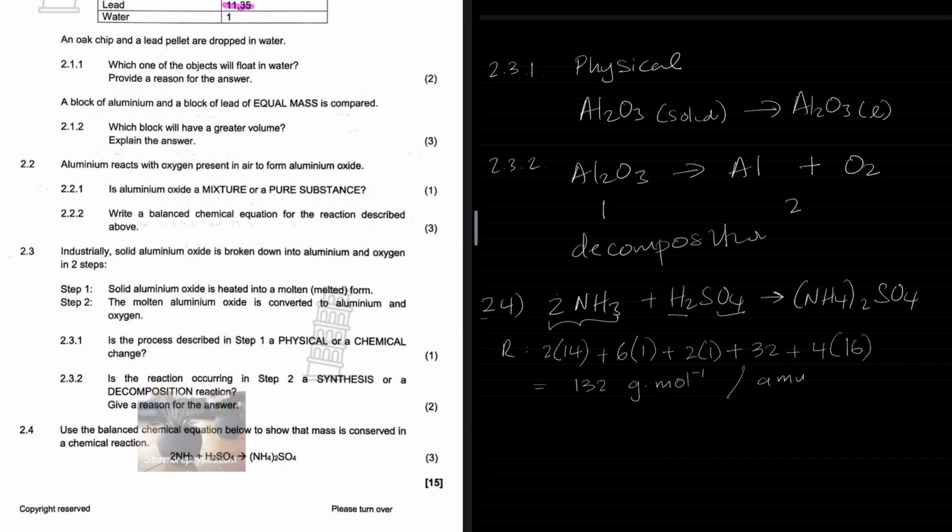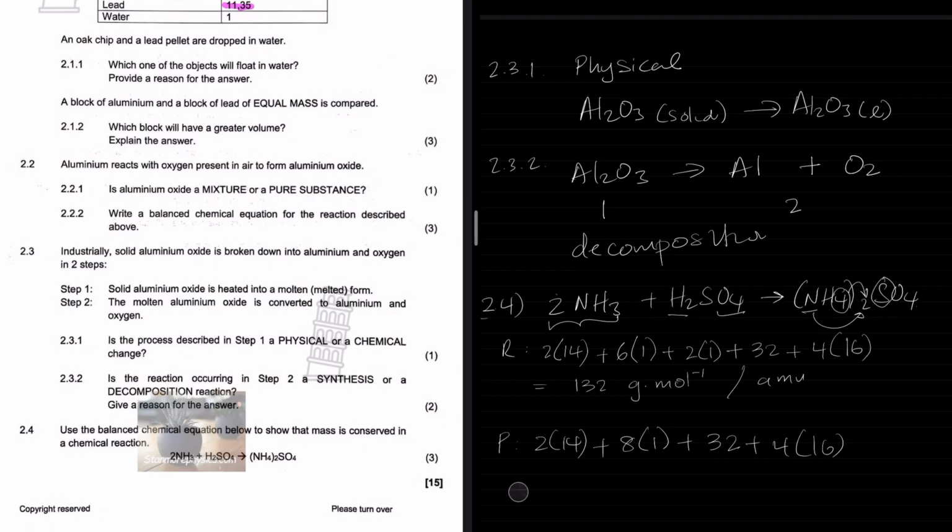Now, if we've done it correctly, then we should still get the same answer when we do the products. So let's look at the products. How many nitrogens do I have? I have one nitrogen here, but multiplied by 2. So again, 2 times 14, then plus. Let's look at the hydrogens. I have 4 multiplied by 2, I have 8. So 8 times 1. The mass of hydrogen is 1. Plus, I have 1 sulfur with a mass of 32, plus 4 oxygens with a mass of 16.